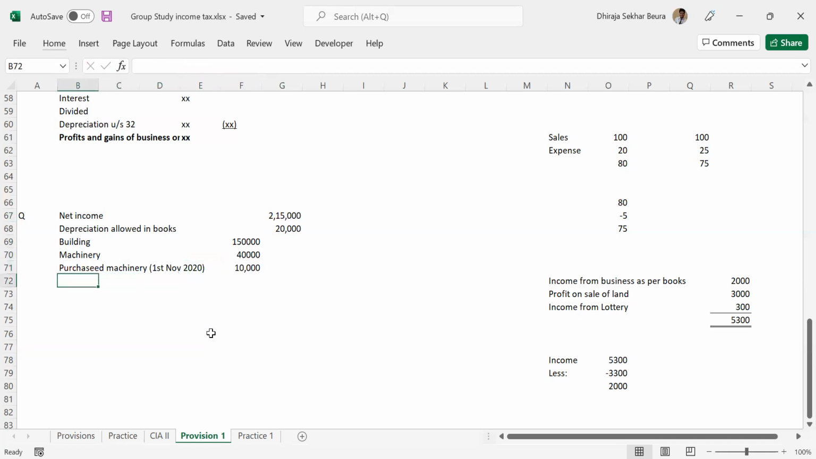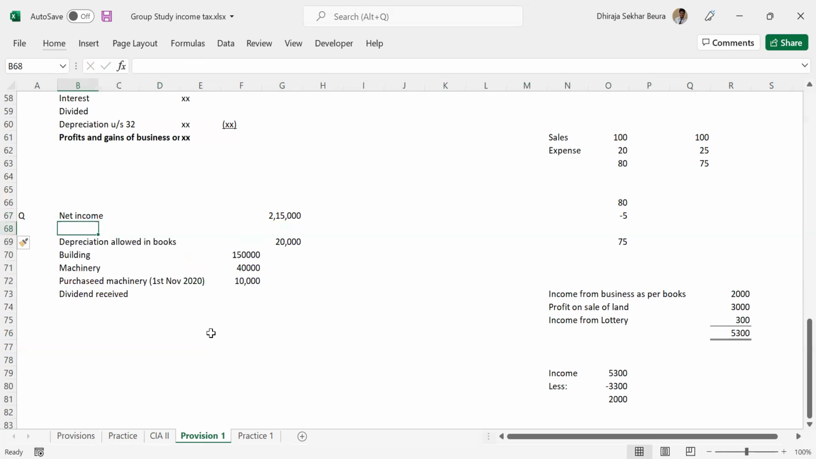Now we have some other expenses and incomes. Another income is given as dividend we have received. So net income is already provided. We have dividend received of suppose 15,000. We have lottery income of 2,500. Then we have penalty paid of suppose 2,000. Okay, let's take this much only, not a problem.